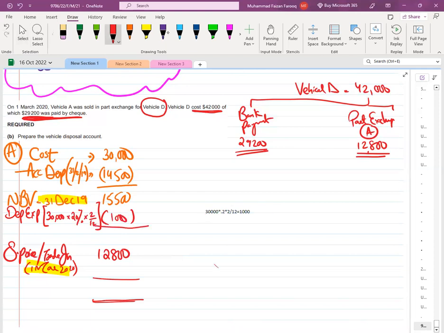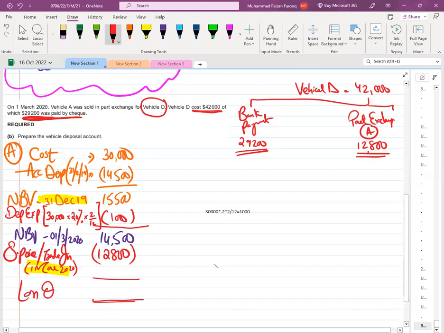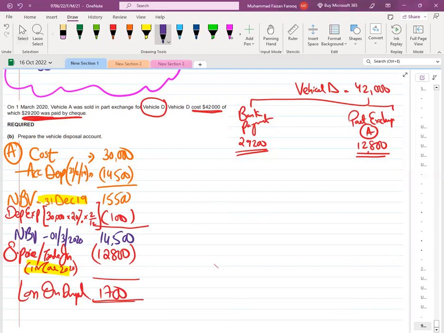So I got net book value on 1st of March 2020 of 14,500. Am I right? Yes. Now I shall compare it. So there's an asset loss of 1,700. Very good. We have loss on disposal of 1,700 because the real worth of the asset is 14,500 and we sold it for 12,800. Result: a loss.